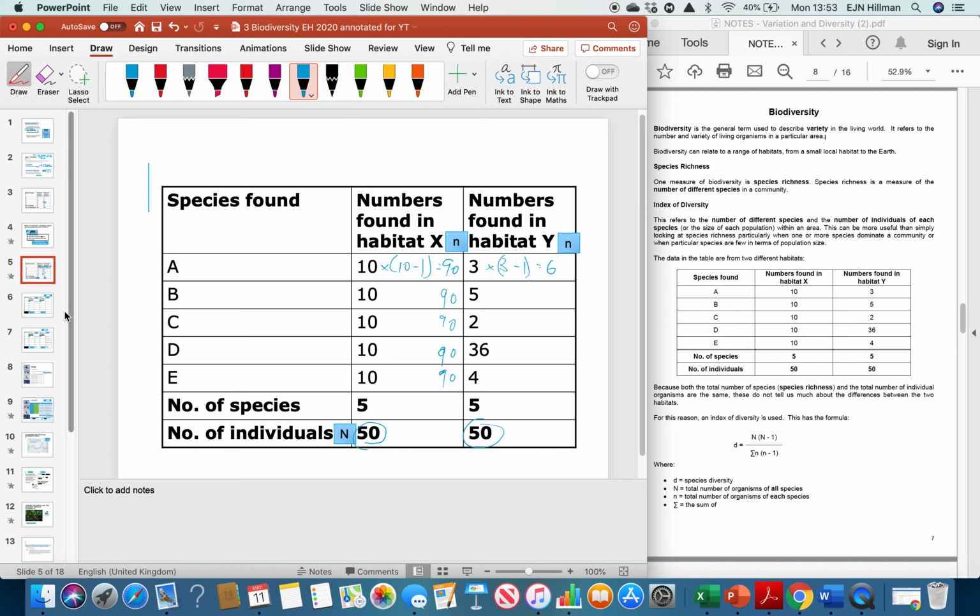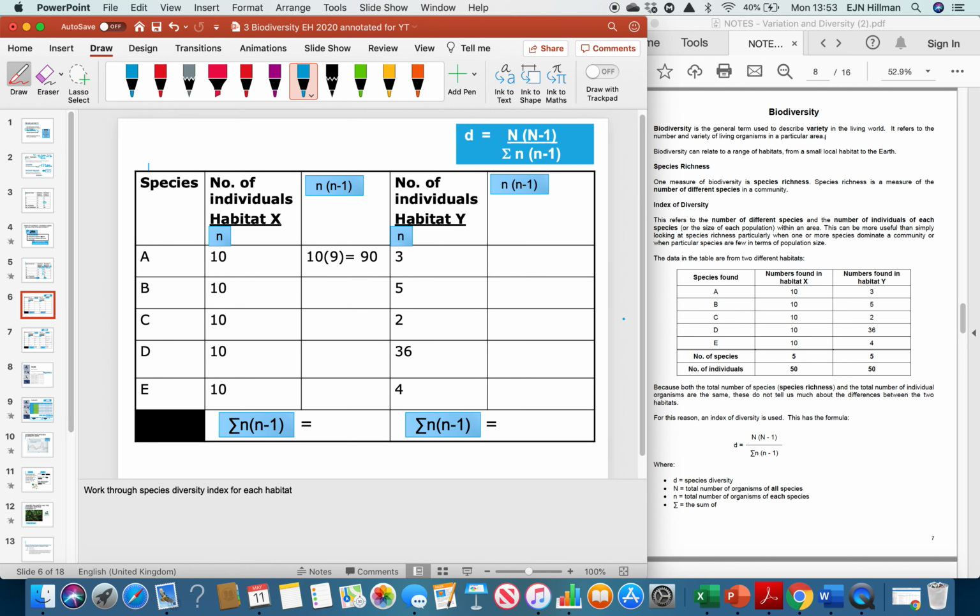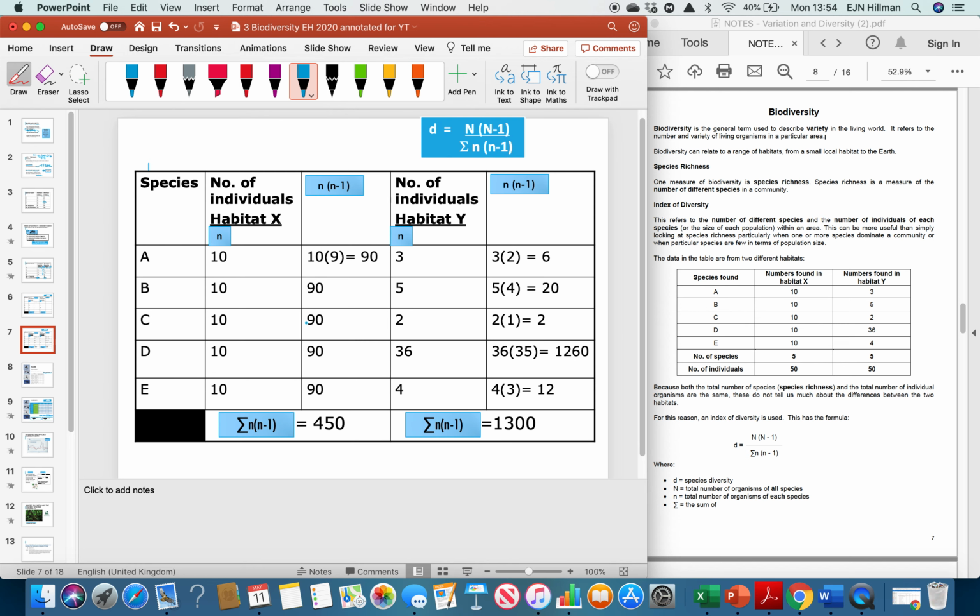for our calculation. So here we have it, all calculated. So the sum of lowercase n, the total number of organisms of each species, multiplied by n minus 1, for habitat X is 450, and for habitat Y is 1300.